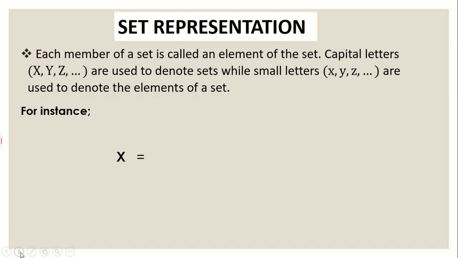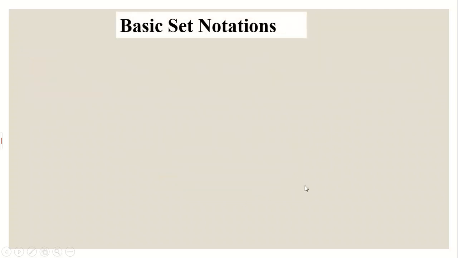For instance, you could have something like this: the X you see here is a capital letter, while these are all small letters. And you use curly brackets, the left bracket and the right bracket, to enclose the elements. Also note that the elements are also called members of a set. Take note of that. Okay, let's move ahead.